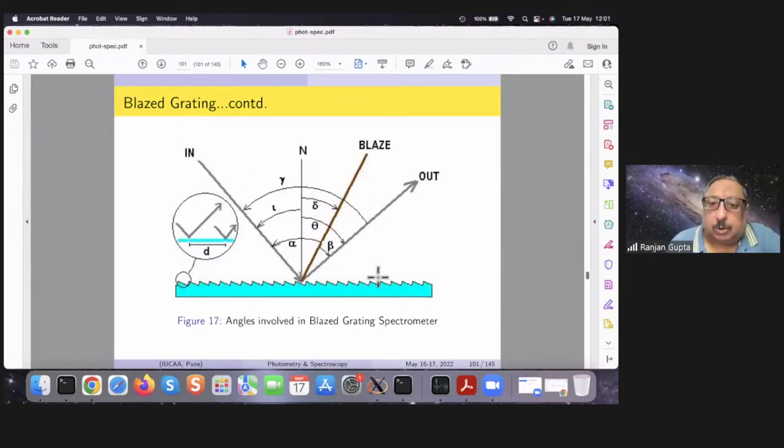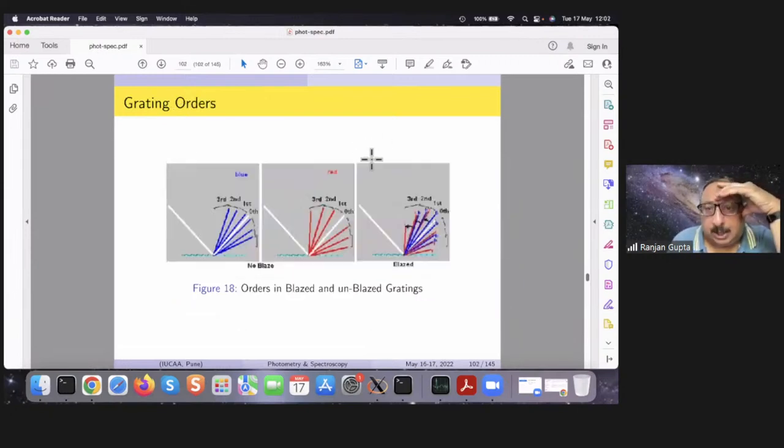Again, the sawtooth kind of rulings on the grating. So what is happening? D is the gap between these rulings, small d, and these are different angles. This is the normal, as if this is a mirror, this will be the normal. Incoming beam, a normal light will go out if it is a mirror. But if it is blazed, then the light will be thrown in a particular direction. So that will increase the efficiency. That's why no blaze and blaze.